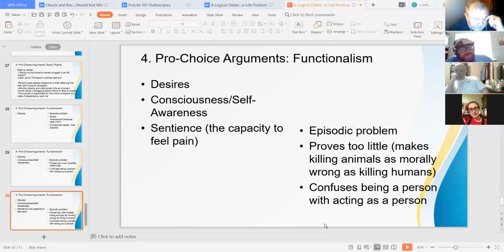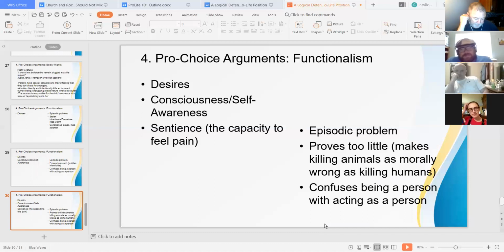And the final type of pro-choice argument we're going to look at here are arguments from functionalism. These are essentially the arguments that say the fetus isn't a person, doesn't have any rights, because it lacks some function, some property that we have as adults that ground our rights. And so some of these are desires. David Boonin argues this. He says, if you don't desire something, then you're not harmed by being deprived of it.